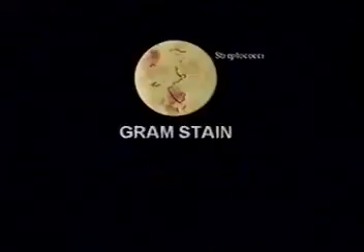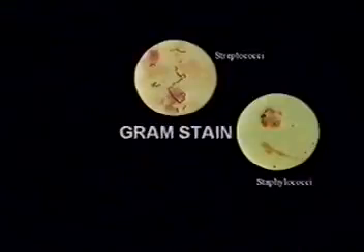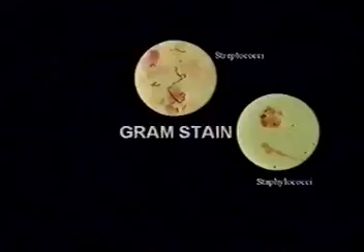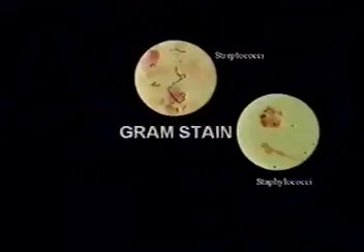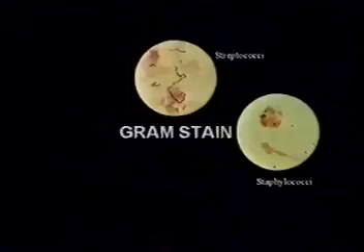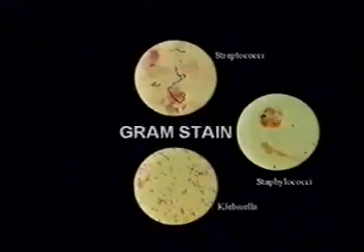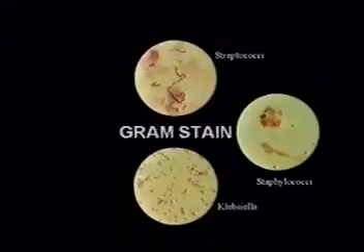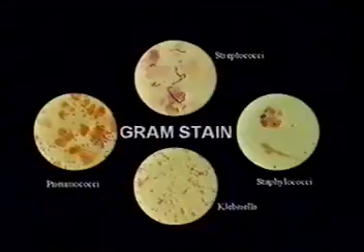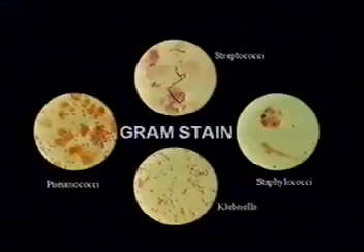Streptococci are gram-positive organisms in chains. Staphylococci, gram-positive cocci in clusters. Klebsiella is a gram-negative organism, which is a cause of upper lobe pneumonia. And here you can see the pneumococci, gram-positive cocci in pairs.